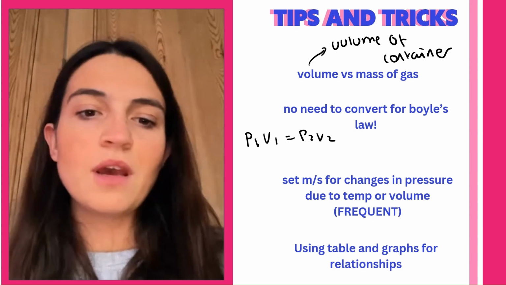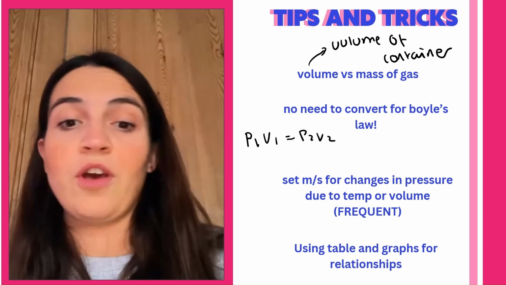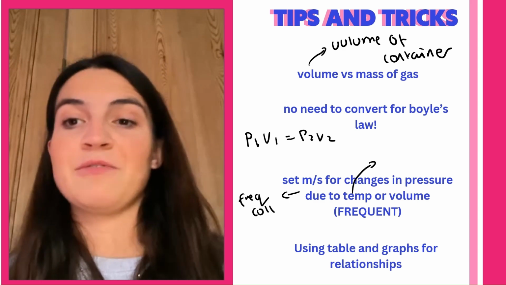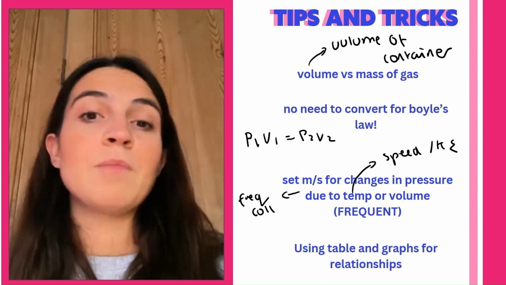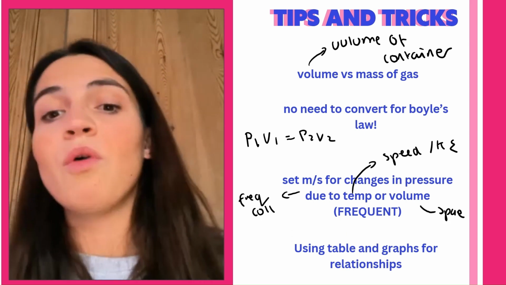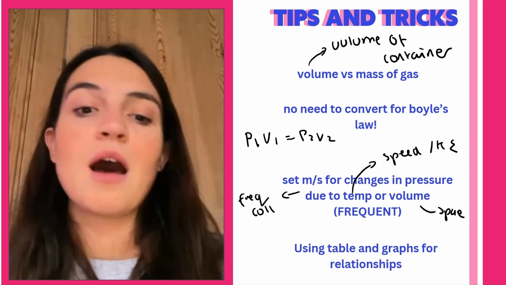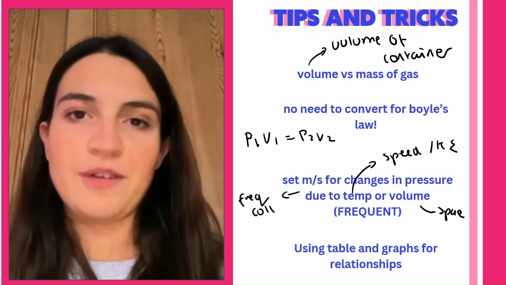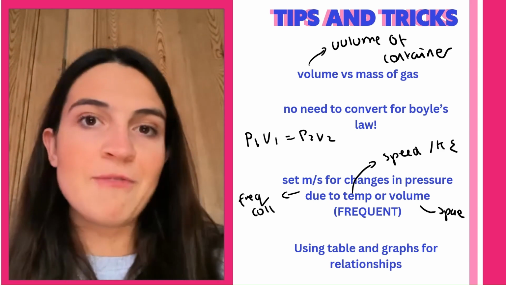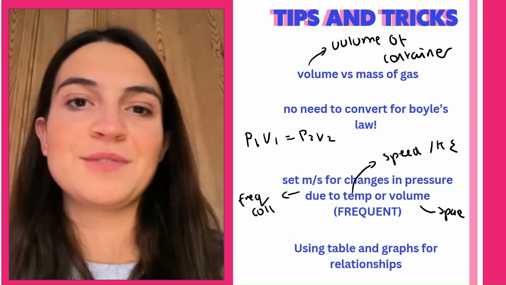There is a set mark scheme for changes in pressure, whether it's due to temperature or volume. You need to mention basically the frequency of the collisions and what's happening to the frequency of the collisions, either because you're changing the temperature and therefore changing the average kinetic energy or speed of your particles, or because you're changing the volume and therefore changing the space that your particles are moving around in. And finally, using your table and graphs for relationships, remember to take data directly from your graph or from your table if it asks you to try and prove one of these relationships between these different variables in your gas.